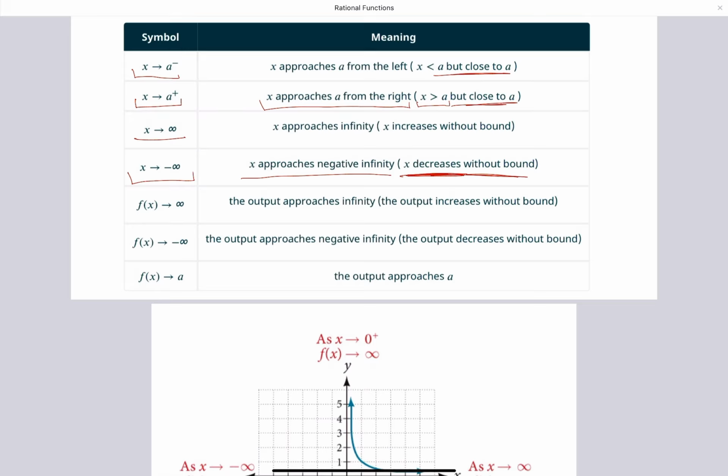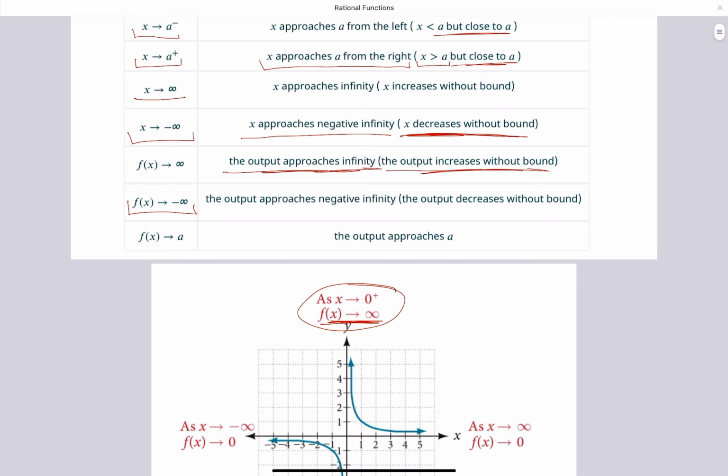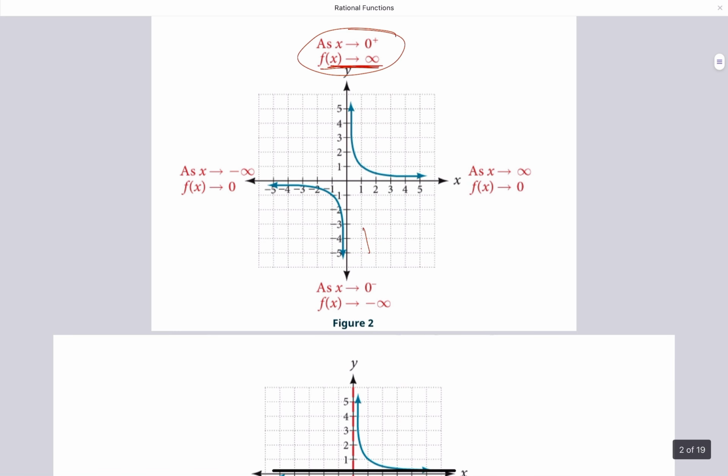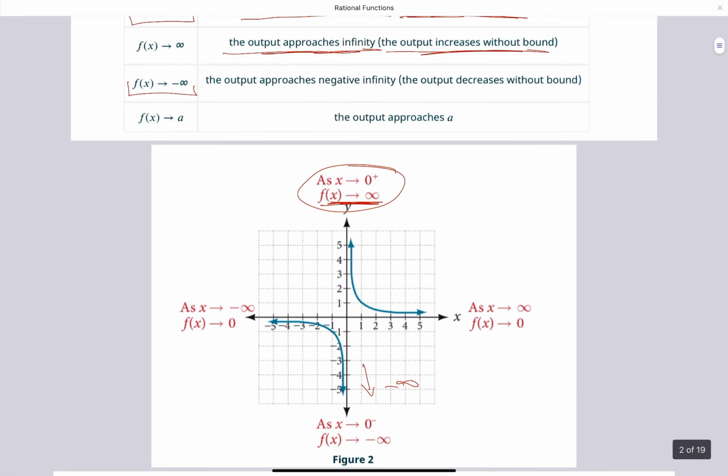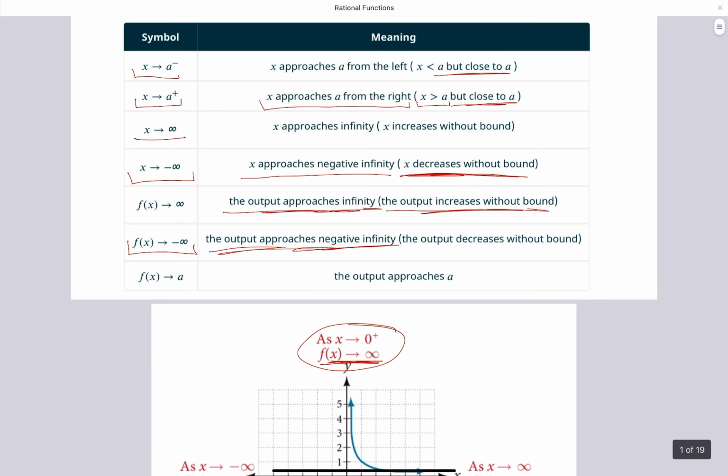Now, we have f of x. The output approaches infinity. The output increases without bound, as in this case. We have the output approaching infinity, and we also have the y value approaching negative infinity. As x approaches 0 from the left side, the output approaches negative infinity. The output decreases without bound. Now, f of x approaches a. You don't have any left or right sides in this case. It is approaching simply a.